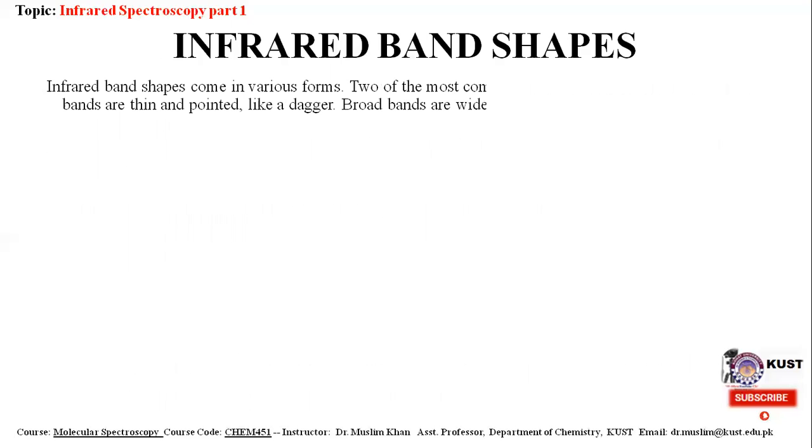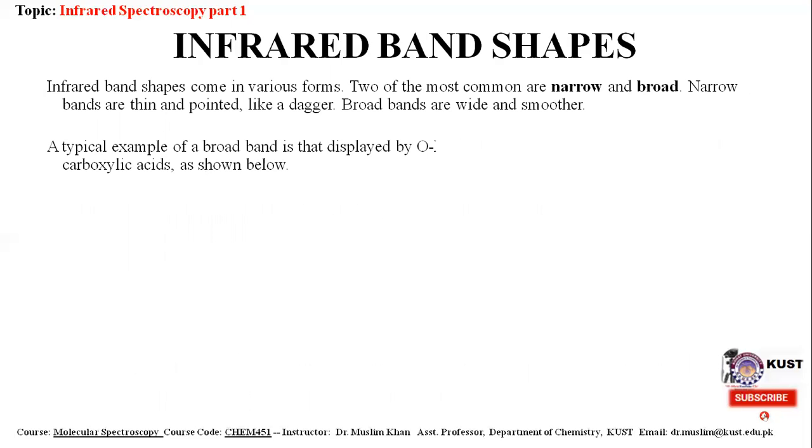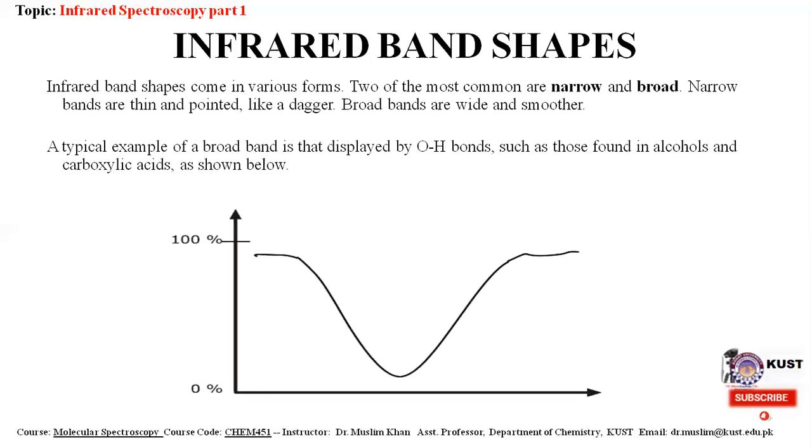Infrared band shapes come in various forms. Two of the most common are narrow and broad. Narrow bands are thin and pointed like a dagger. Broad bands are wide and smoother. A typical example of a broad band is that displayed by the OH bond, such as those found in alcohols or carboxylic acids, shown below.